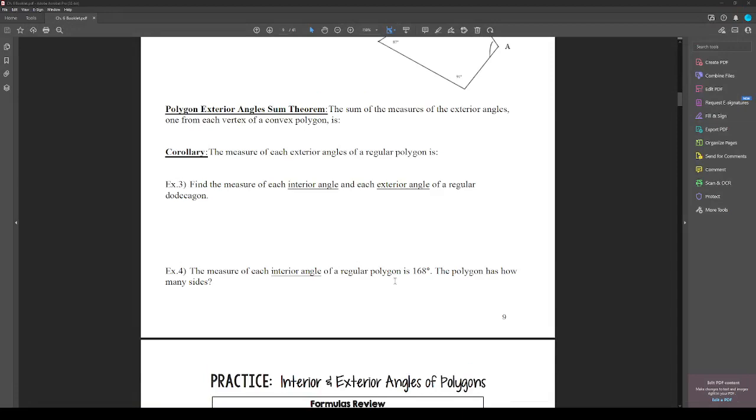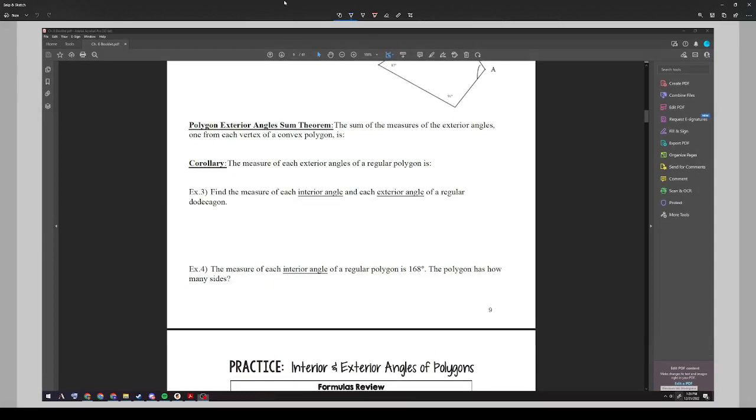Okay, polygon exterior angles. This is one of the neatest things to me in geometry. I love this thing. So the sum of the measures of the exterior angles from each vertex of a convex polygon is simply 360 degrees, which sounds crazy that no matter what shape you make, no matter what polygon, the exterior angles always add up to exactly 360 as long as it's a convex shape. And this is not only for regular ones, this is for every one. Any pentagon, any hexagon that you draw is going to have exterior angles that add up to 360.